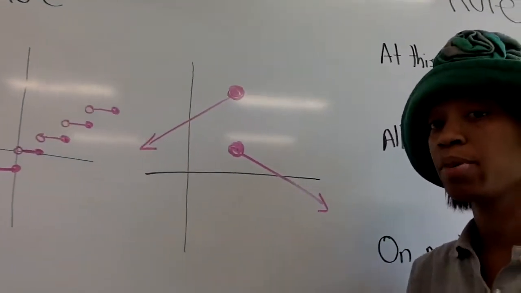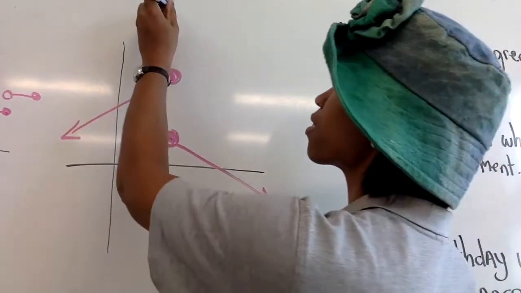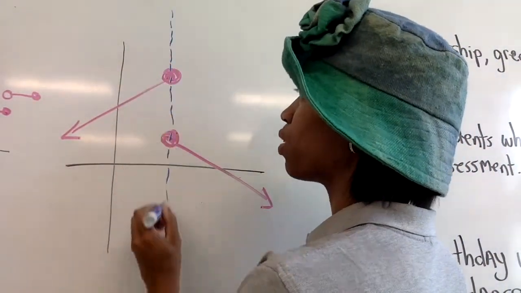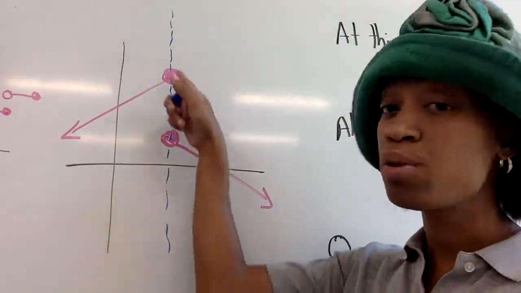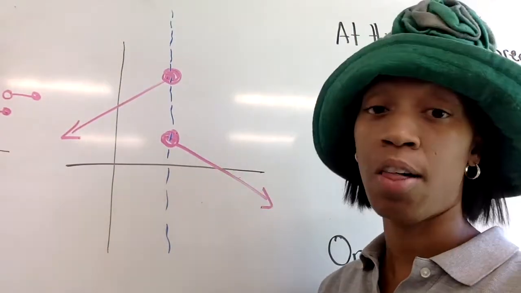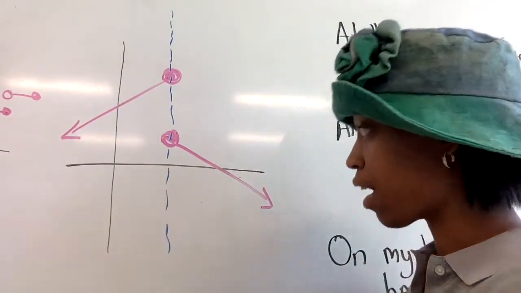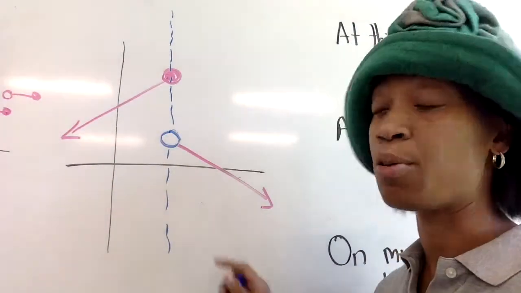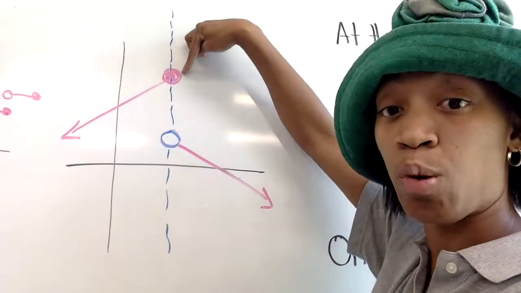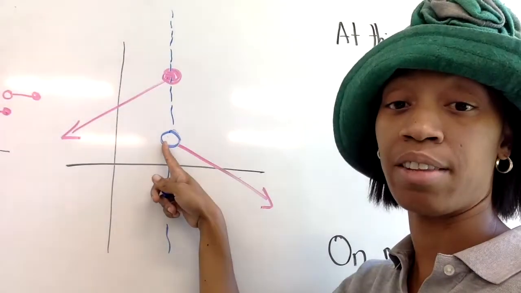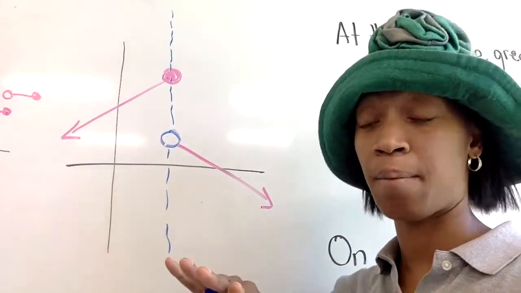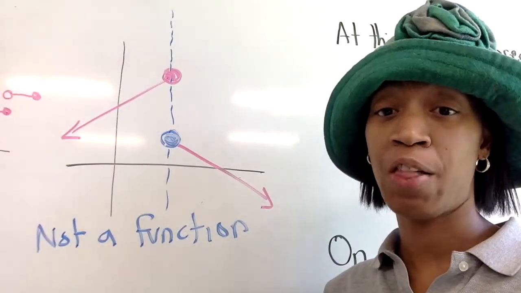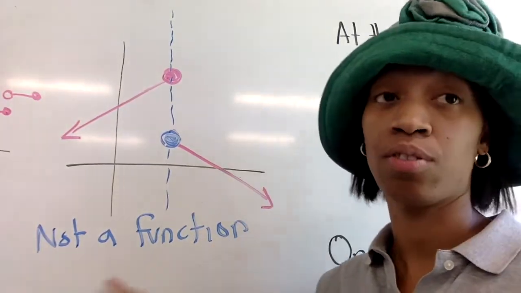Here, this one is not a function because if I draw my vertical line again, I have two dots here, and they're both colored in. Now, if this graph would have had one dot open and one dot closed, so that this is the actual point and it's not actually hitting that point, that would have been fine. But since both dots are colored in, it is not a function.